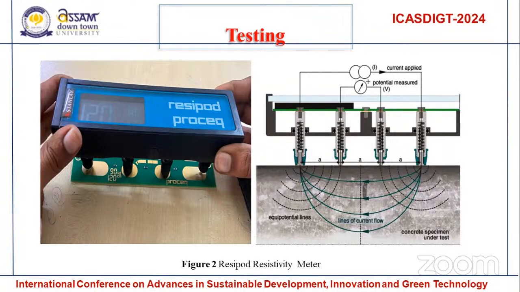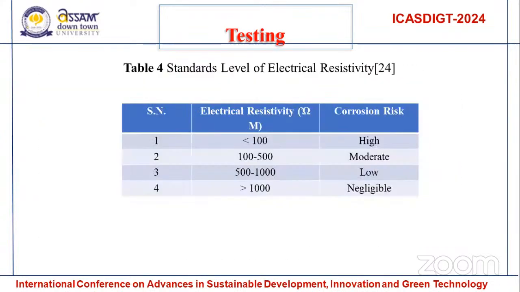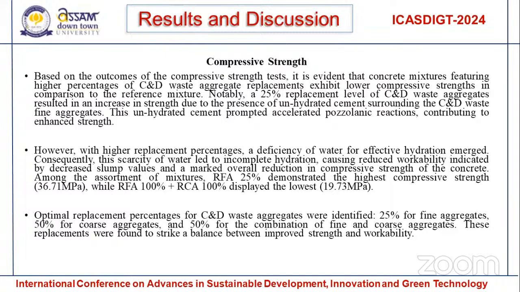These are the standard levels for electrical resistivity based on the Indian standard codes. If the electrical resistivity is less than 100, then the corrosion risk is high. If it is between 100 and 500, it is moderate. Between 500 and 1000, it is low. And if the electrical resistivity is greater than 1000, the corrosion risk is negligible. Now we come to the result and discussion section.